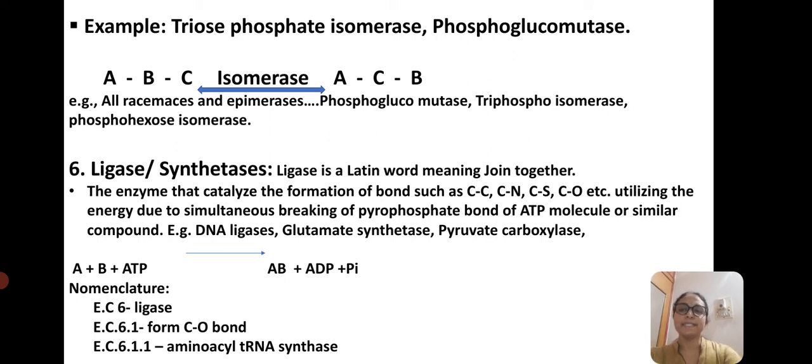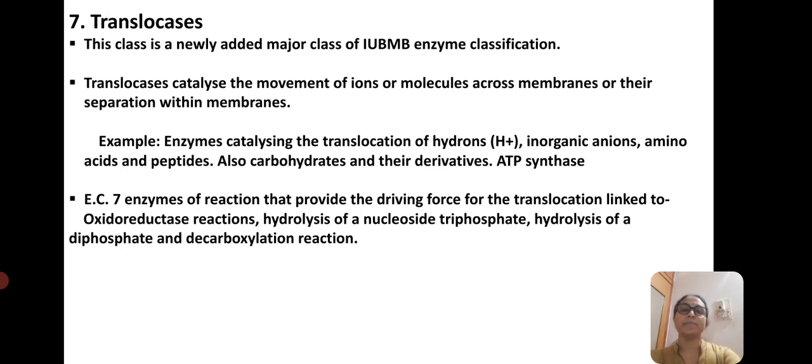So ligase is EC number 6, and if a CO group is joined, then we call it 6.1. Likewise, if another group is involved, it will give another number, 6.2, like that. 6.1.1, the third digit, indicates aminoacyl tRNA synthetase, and which particular group is assisting in the joining. Here it is aminoacyl, and it is involving tRNA and synthesizing the compound. That is why we call them aminoacyl tRNA synthetases, named according to the IUBMB classification.